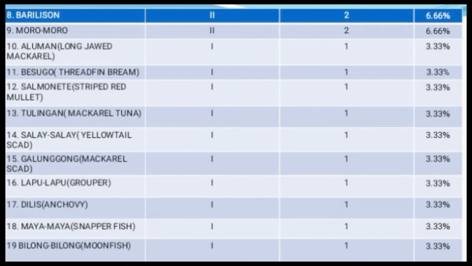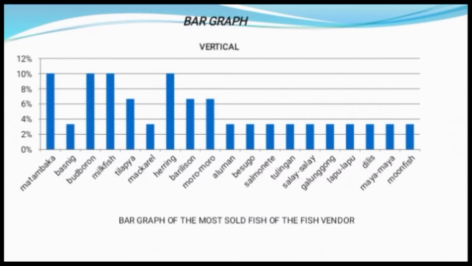Here in the frequency, just interpret the result in tally. In the percentage, the Matambaka, Budburon, Bangus, and the Tamban had 10%, which is the highest percent of all. Then the Tilapia, Barilison, and the Moromoro had a percentage of 6.66%, and the rest had 3.33%.